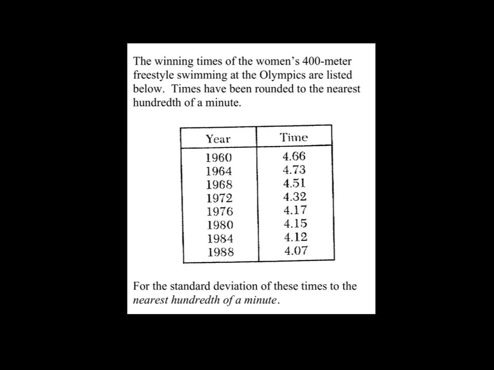Here's a sneaky one to type in. I've seen a lot of students get kind of mystified by this one. The table describes the winning times in the women's 400-meter freestyle swimming event at the Olympics. In the year 1960, the winning time was 4.66, and in 1964, the winning time was 4.73, etc.